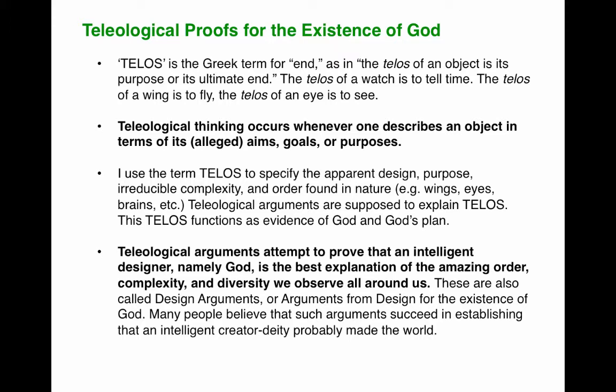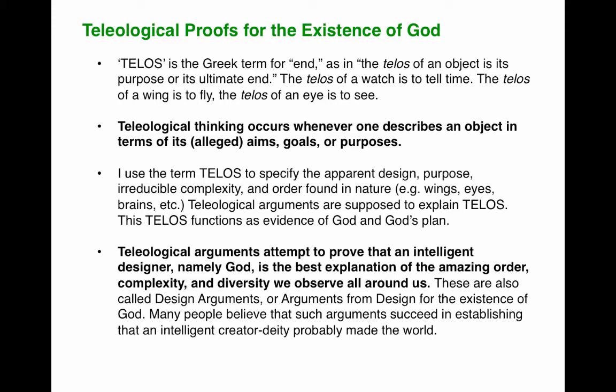Teleological thinking occurs whenever one describes an object in terms of its alleged aims, goals, or purposes. I use the term telos to specify the apparent design, purpose, irreducible complexity, and order found in nature. For example, wings, eyes, brains. Teleological arguments are supposed to explain telos. This telos functions as evidence of God and God's plan.